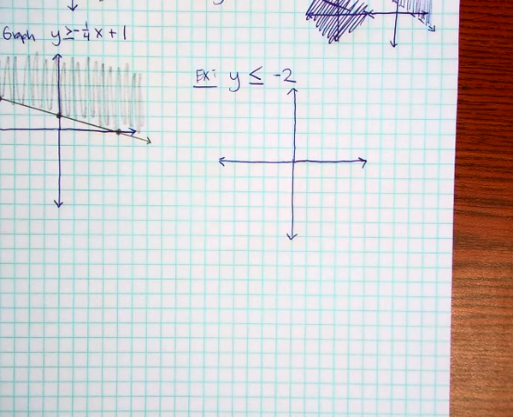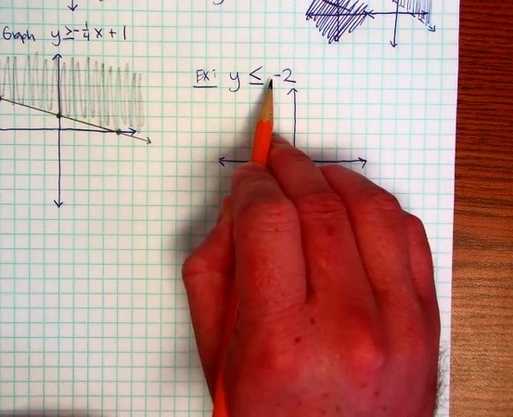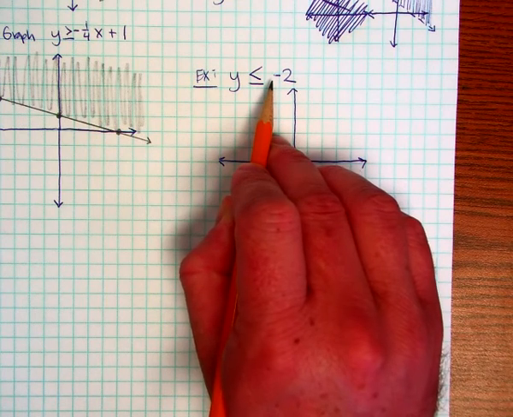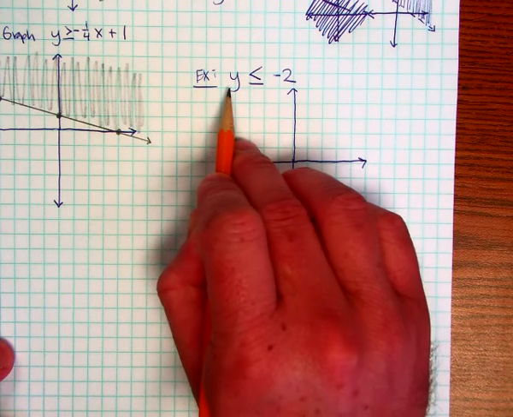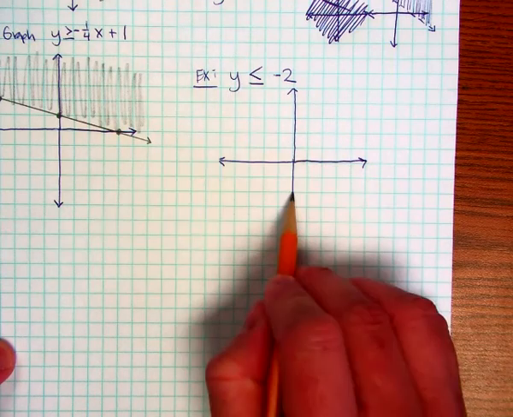Here's why. There is no variable x. This means that the line I'm about to draw cannot go through the x-axis. There is a y, so it will go through the y-axis. So here's what we do. The negative 2 on the y-axis would be down here. Go ahead and make a dot.